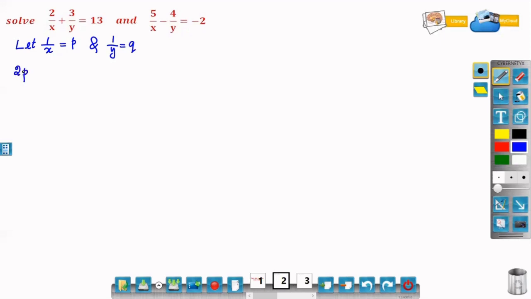So equation 1 becomes 2p plus 3q is equal to 13, and equation 2 becomes 5p minus 4q is equal to minus 2. Now we got two equations. We have to solve these equations by the elimination method. Now take these as equation 1 and equation 2.